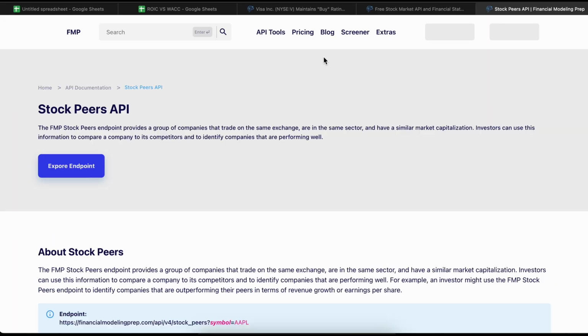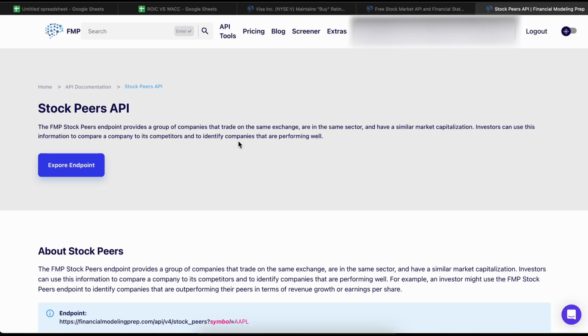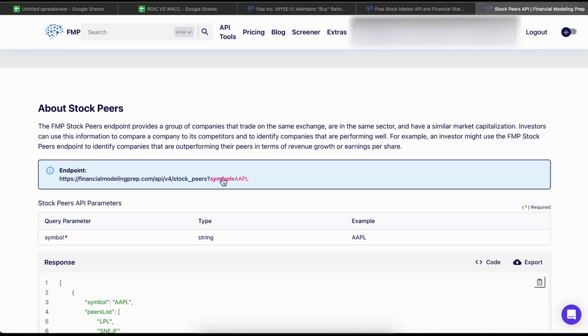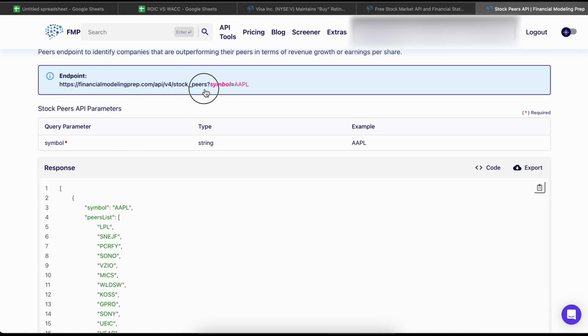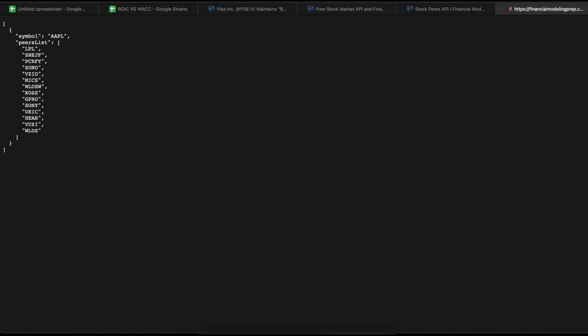You just have to register with FMP, obtain your custom API key, and then press here, input your stock ticker, or use this endpoint, and it will show you closest peers. For example, for Apple shares, it is giving us closest peers. Let's try with Visa shares. Let's see Visa's closest peers. As you can see, we have PayPal as the closest peer.